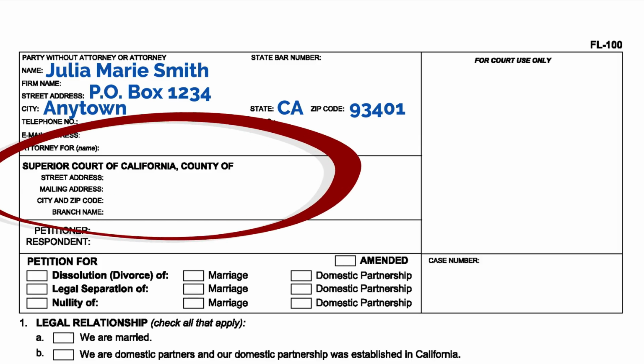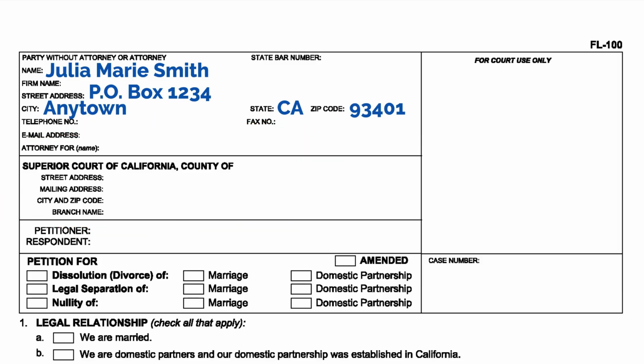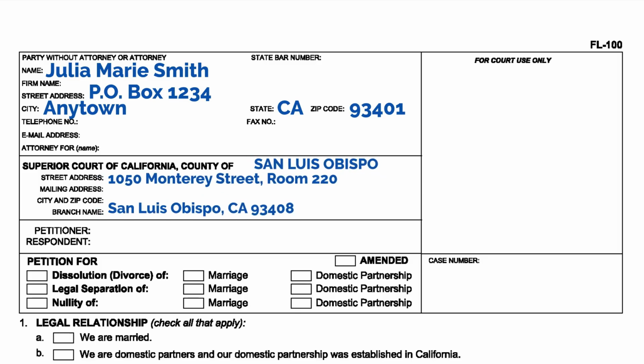The second box is for the court address. The court location for your case is determined based on where the petitioner lives. If you are filing the petition documents, you will use local form FL013 Statement of Venue to determine the correct court address to use. We will review that form in a moment.